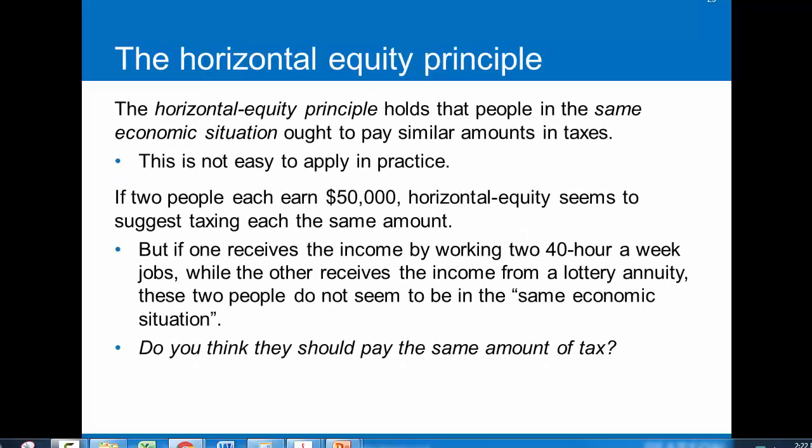Then there's the idea of horizontal equity. Horizontal equity states that people in the same economic situation ought to pay similar amounts in taxes. This is not easy to apply in practice. If two people earn $50,000, horizontal equity seems to suggest taxing them the same amount. What if one receives income by working two 40-hour-a-week jobs, while the other receives income from a lottery annuity? These two people do not seem to be in the same economic situation. Do you think that they should pay the same amount of tax? It's a question for you.